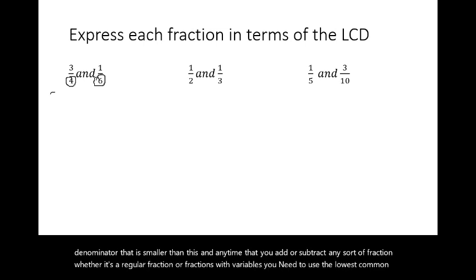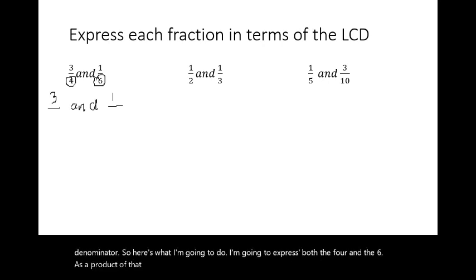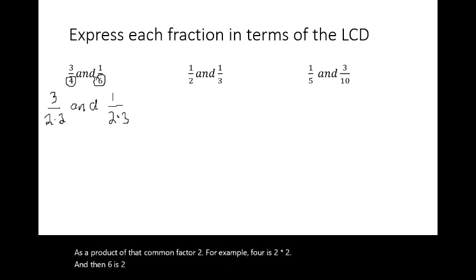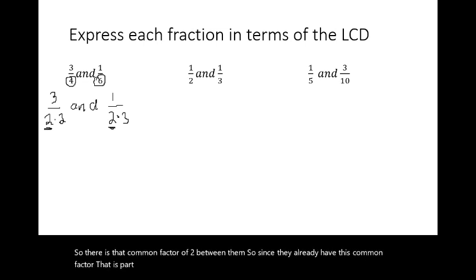So here's what I'm going to do. I'm going to express both the 4 and the 6 as a product of that common factor 2. So for example, 4 is 2 times 2. And then 6 is 2 times 3. So there is that common factor of 2 between them. So since they already have this common factor, that is part of the denominator that they already have in common. Now, this second denominator has a 3 in it. The first one does not.